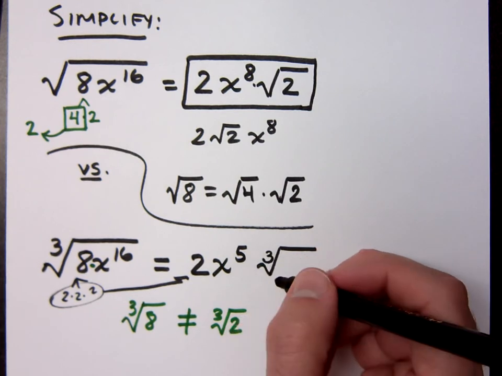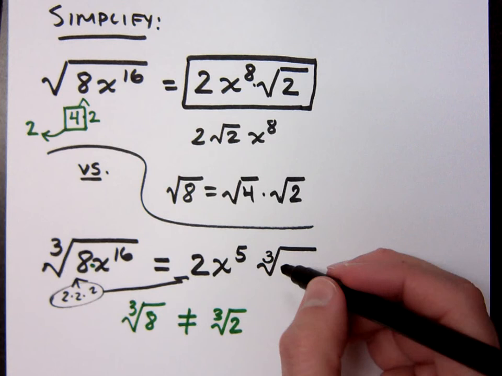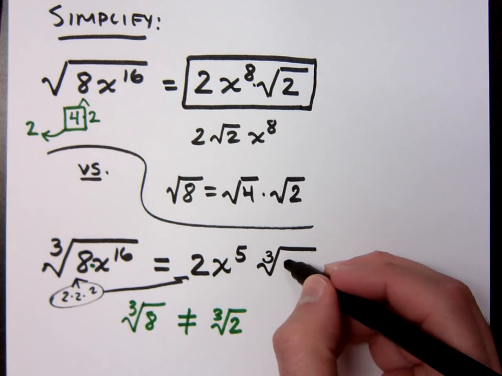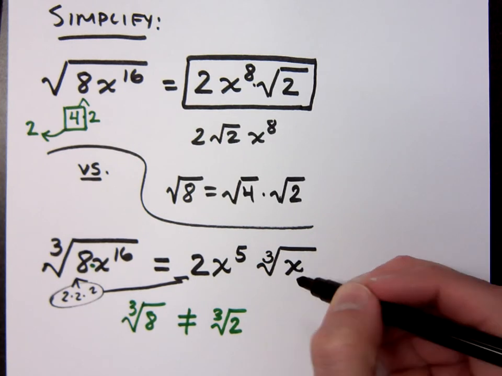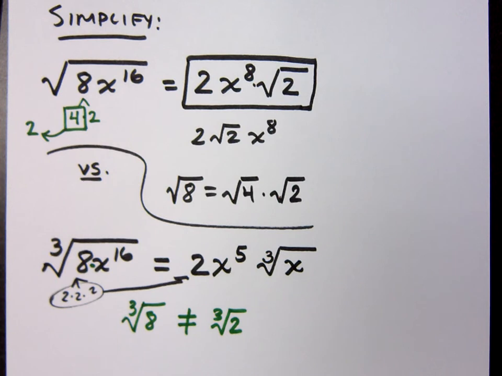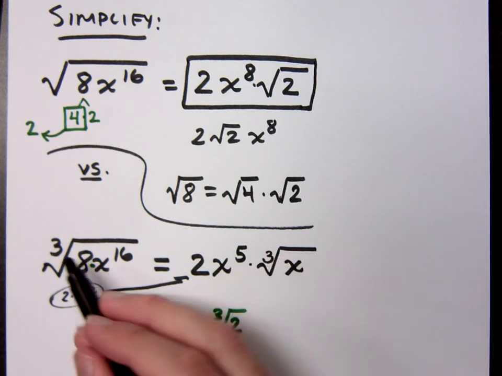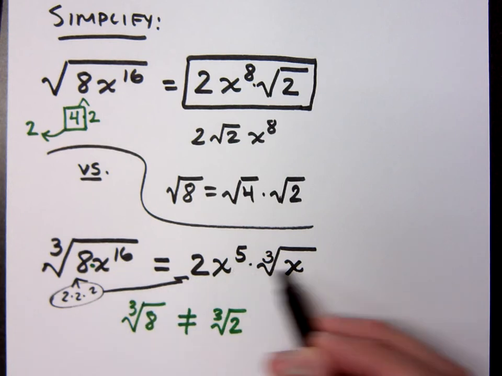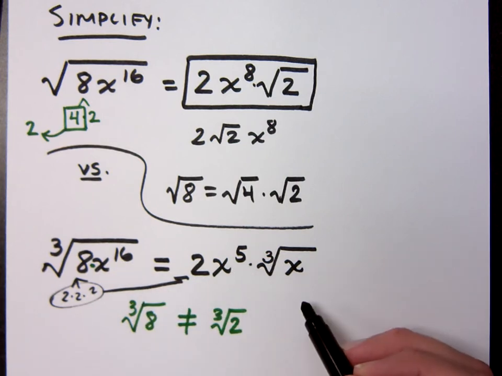Where'd you get the 5th from? It's right there. And I get one factor of x left over, right? Yes. Because 3 goes into 16 5 times with 1 left over.